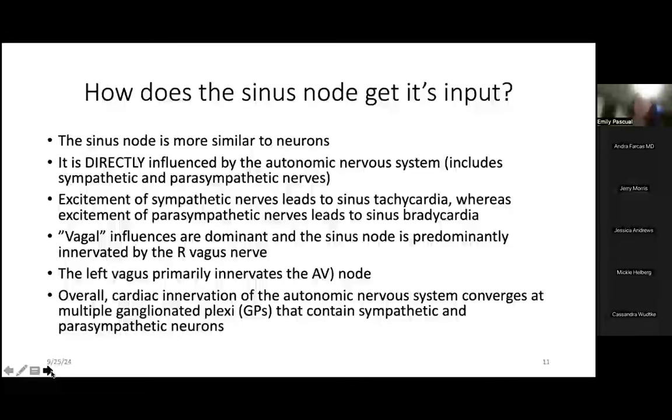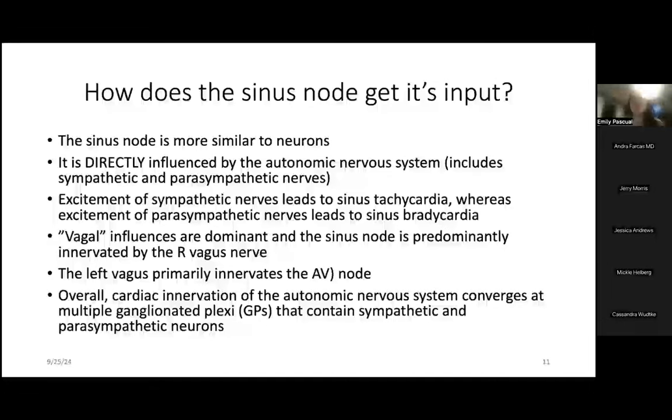So it's a little more complicated than that in terms of the sinus node generating a signal. The sinus node is actually more similar to neurons. It's directly influenced by the autonomic nervous system. The autonomic nervous system does all the automatic things like guide our heart rate and blood pressure. It includes sympathetic and parasympathetic nerves. Excitement of the sympathetic nerves leads to sinus tachycardia, whereas excitement of the parasympathetic nerves leads to sinus bradycardia.